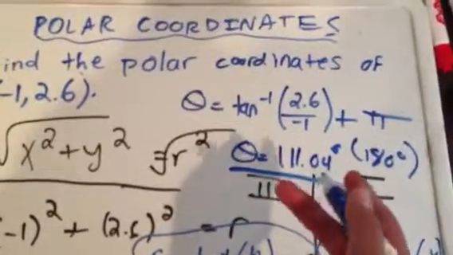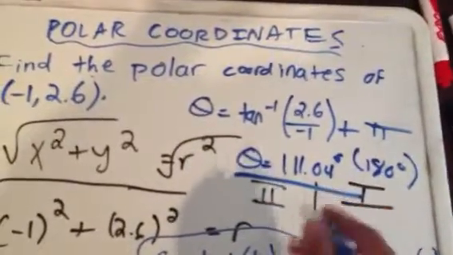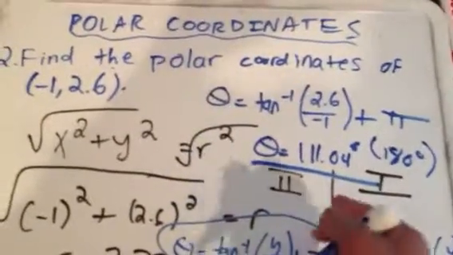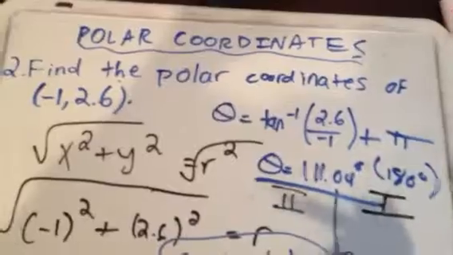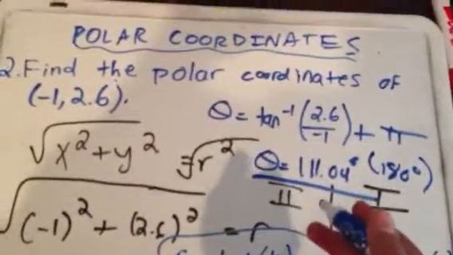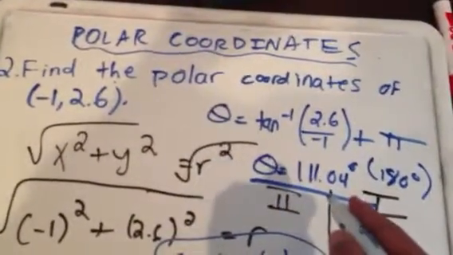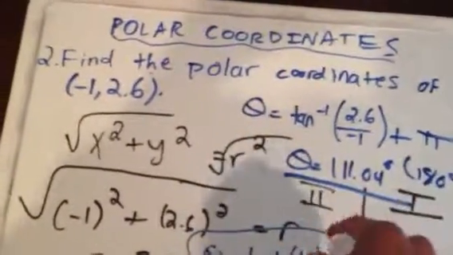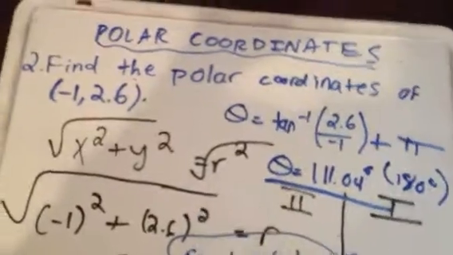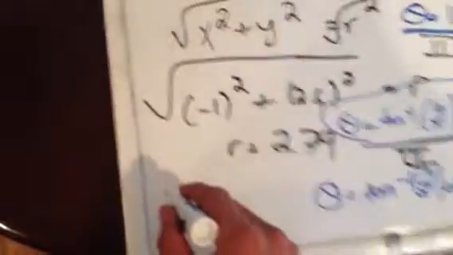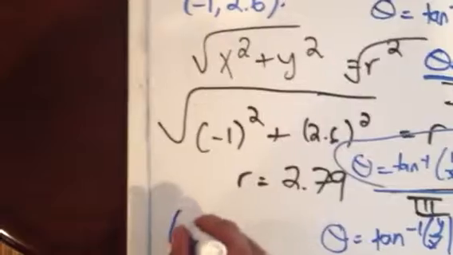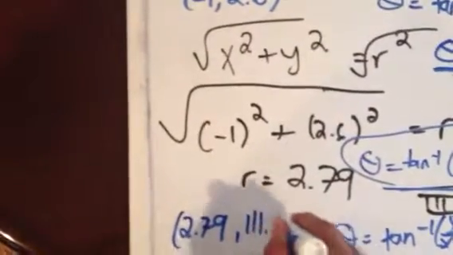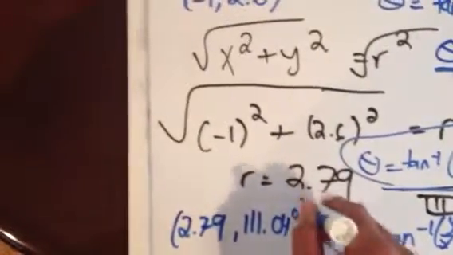Now, of course, if you want to find what this is in radians, then you would take this times 180 over pi. I'm not going to do that because if you think about 111 times 180, really, that's going to take forever. But yes, to find the radian measure, multiply this by 180 over pi. But I'm just going to keep this in degrees because this seems a bit simpler. So if we come down here, our polar coordinates are 2.79, 111.04. And make sure you include the degrees.